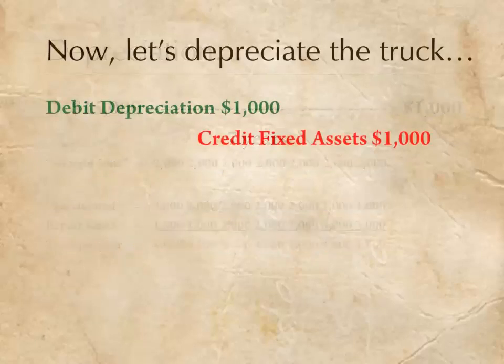So, we are going to depreciate $1,000 of the truck's value. We have to debit depreciation $1,000 and credit fixed assets or a reserve for depreciation for $1,000. Your tax advisor will know exactly how you should be doing this.